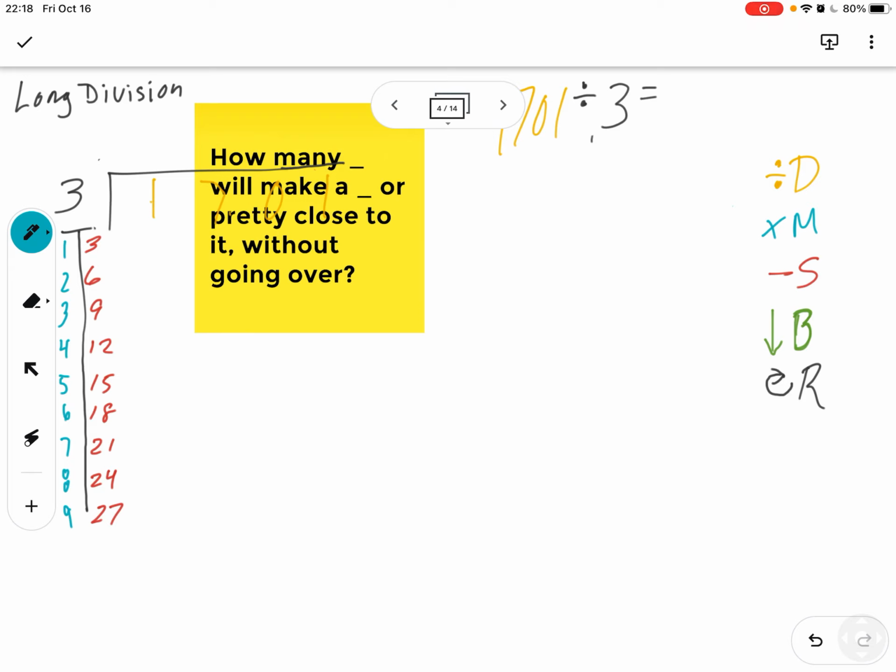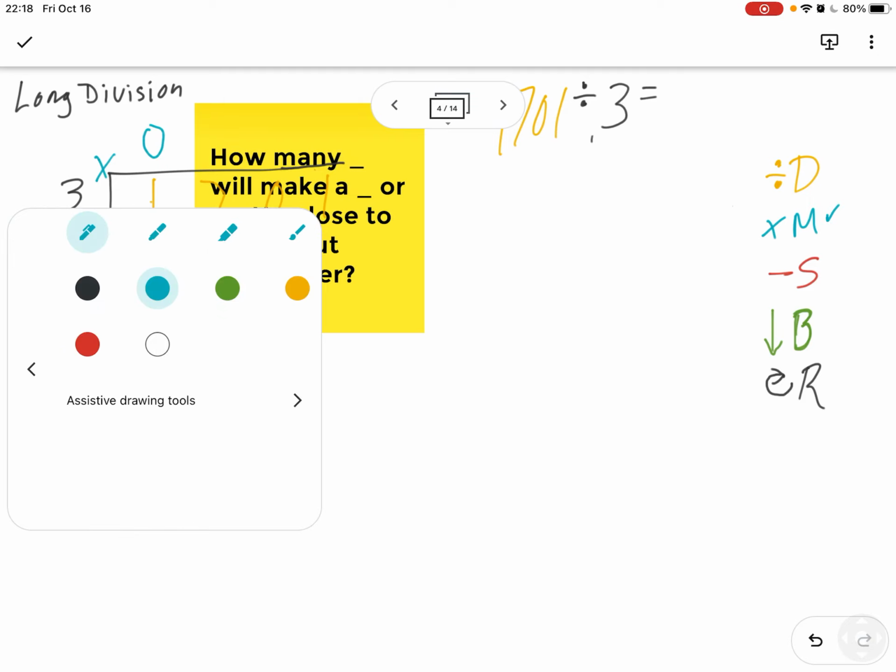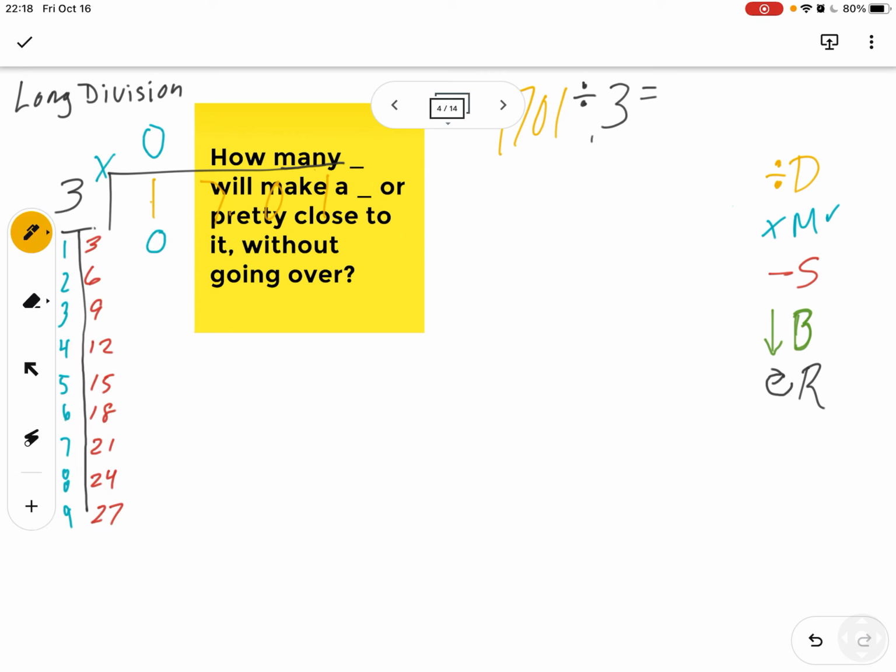So when I do 3 times 0, 3 times 0 equals 0. And then I've finished my step for multiplication. I had already done my division, sorry.